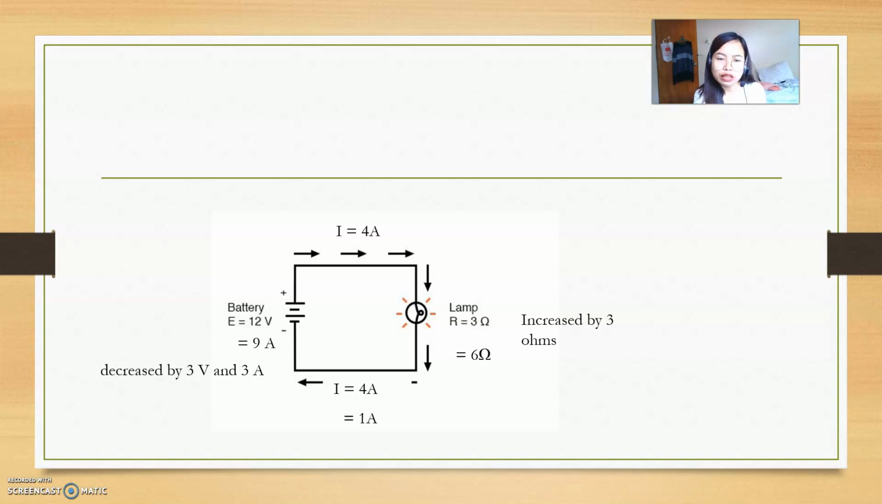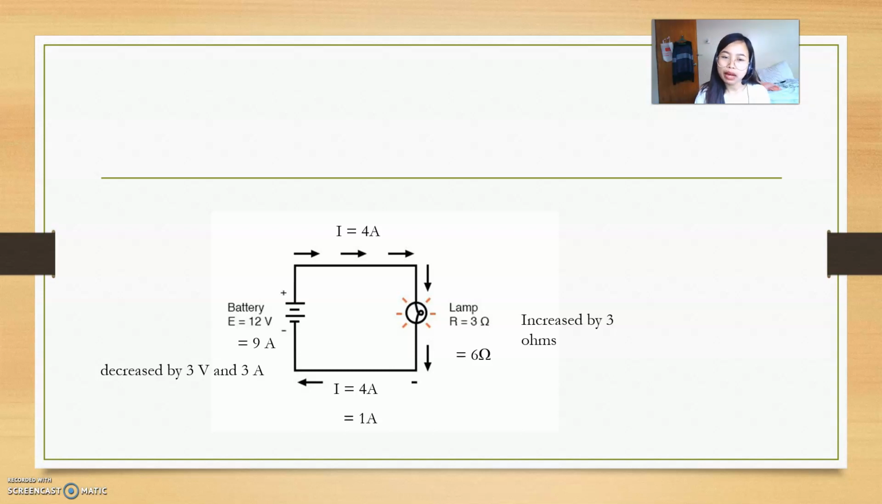So when we say increase, let's say the voltage and the current increased by 3. So it will become 12 plus 3, which is 15 volts. And the current will become 7 amperes, while the resistance will decrease.